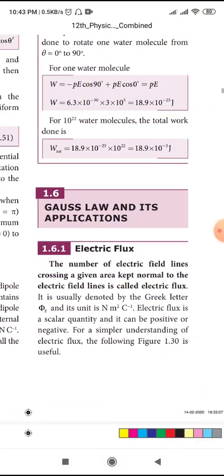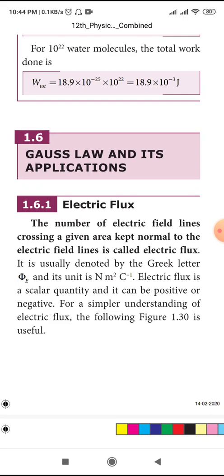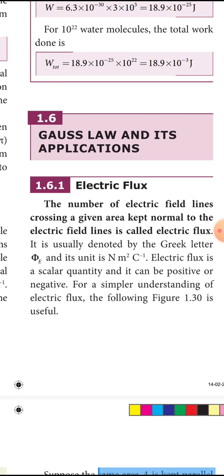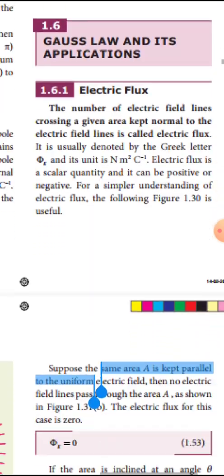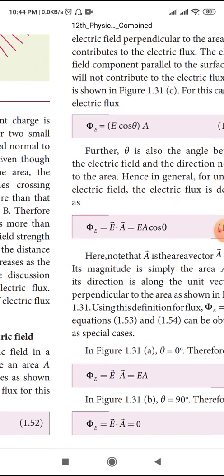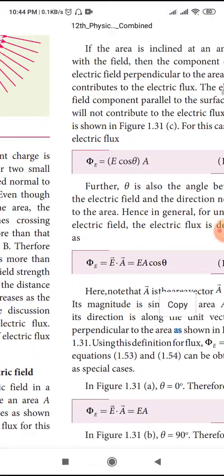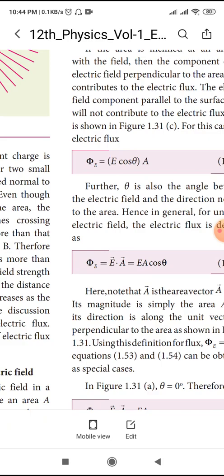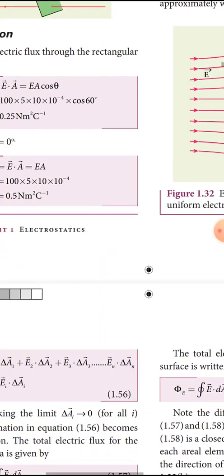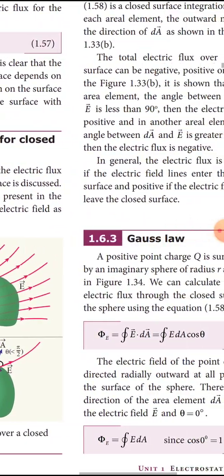And next, Gauss law. Before going to Gauss law, you have to study about electric flux. Electric flux is nothing but the number of electric field lines crossing a given area kept normal to the electric field lines. And you have to study the unit, Newton meter square C power minus 1. From the electric flux you have this formula, phi E is equal to E vector dot A vector, that is EA cos theta. And these are about electric flux for a closed surface.